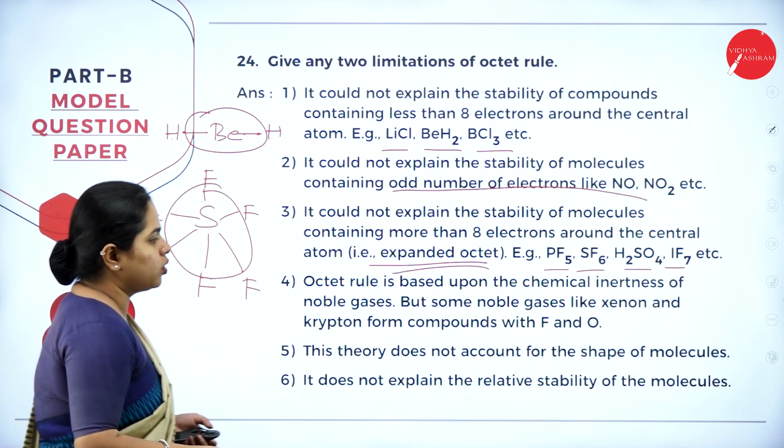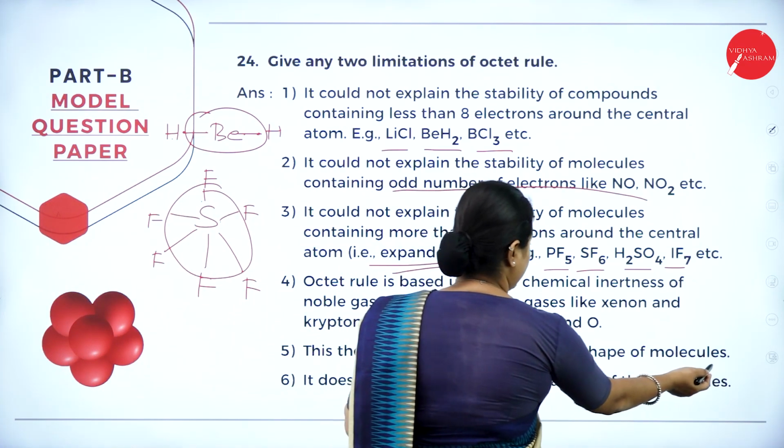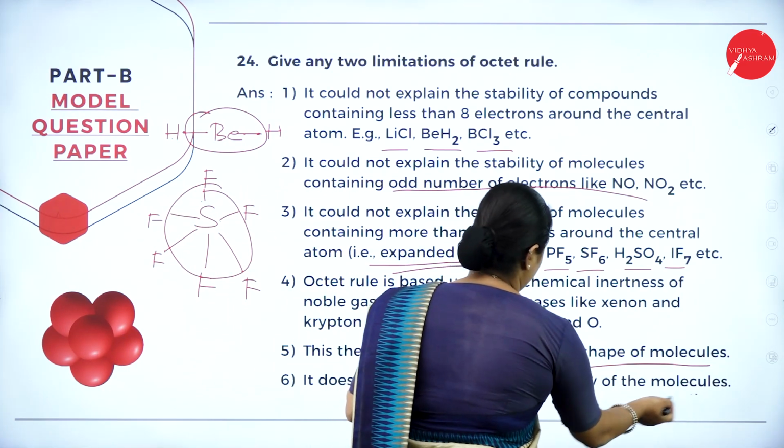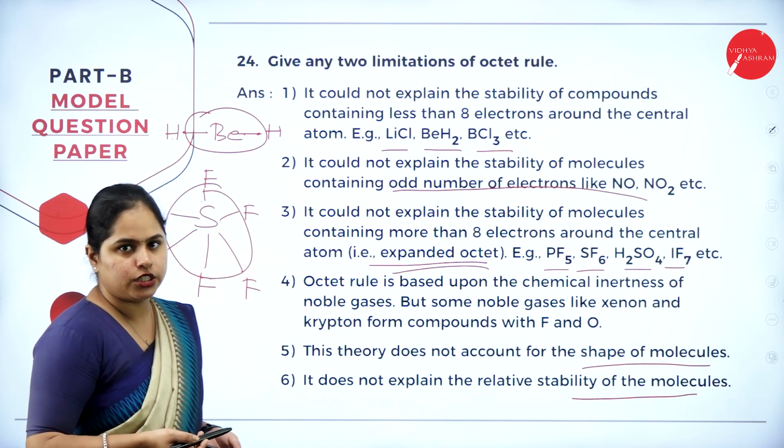Now this theory does not account for the shape of the molecules. It does not give an idea about the shape of molecules. Also, it couldn't explain the stability of the molecules. Okay, so out of these, any 2 limitations you can write.